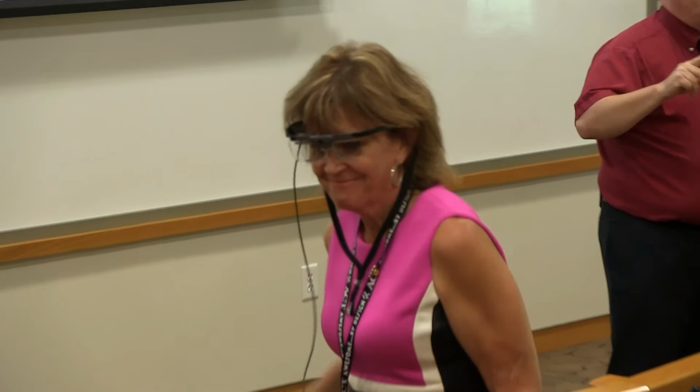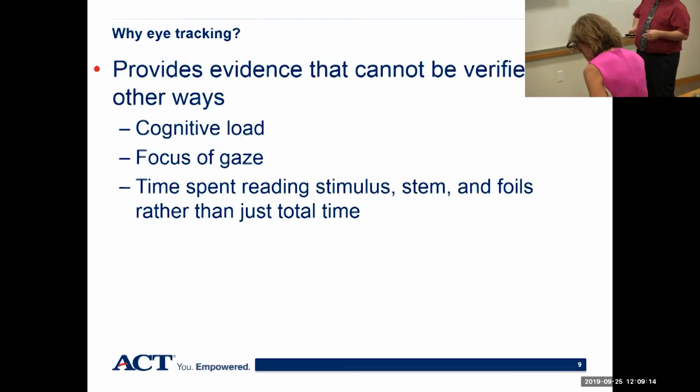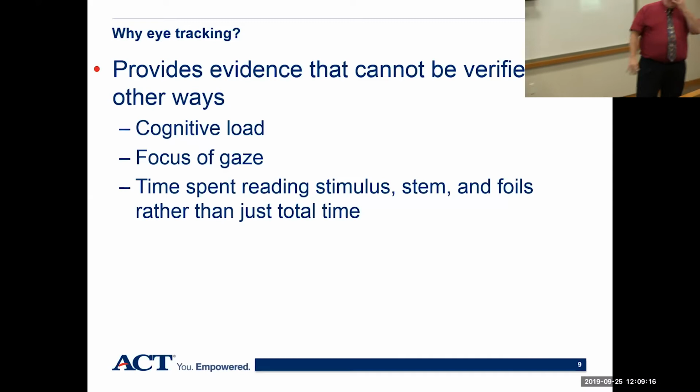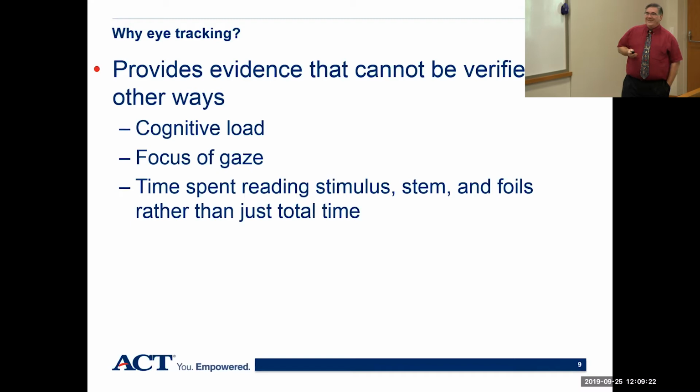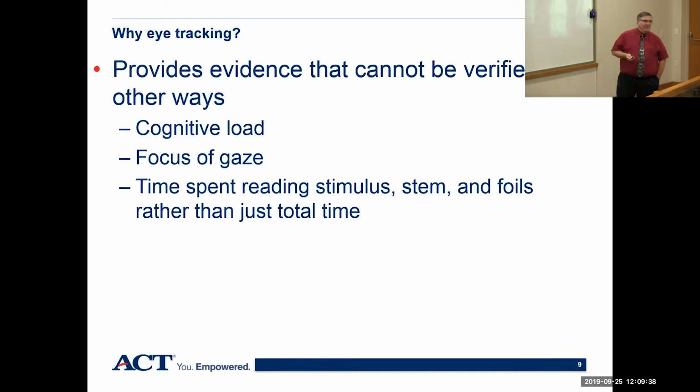And for a bunch of the research that we're going to see today, you're going to see that those were even less obtrusive than that. Now, these provide evidence that cannot be verified other ways. Cognitive load. You can get self-reports of cognitive load, but people aren't always honest. "Oh yeah, I thought really hard on that question. I worked really hard." This actually allows us to quantify how much mental effort an individual student or test taker gave on a particular item.